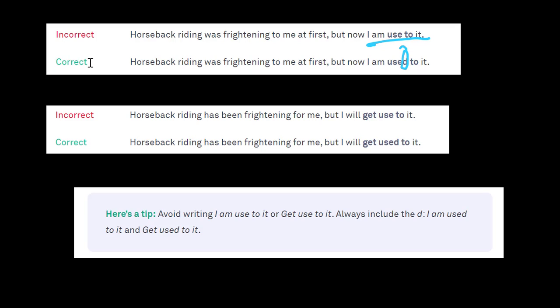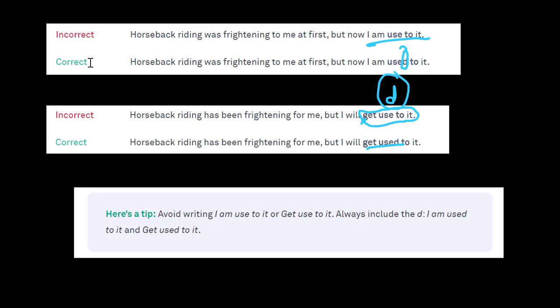In the second sentence, horseback riding is frightening for me, but I will get used to it. Okay. You're sure that you will get used to it. Remember, when you use get used to show a change of action, then you should use get with the used to. Okay.